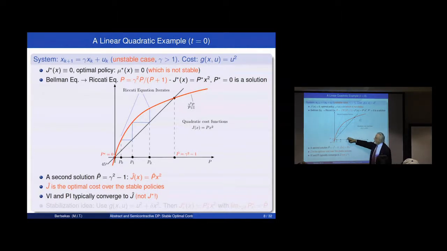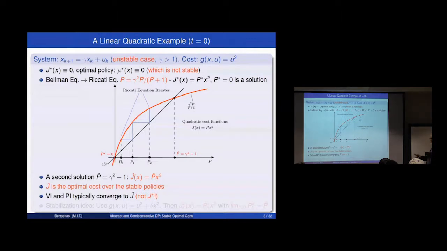Value iteration translated in the context of the Riccati equation: you start with some initial P, and go over here, you get P1, then go over here, P2, and so on. From any starting point, you converge to P hat, except if you start from P star equals 0, in which case you stay at P star equals 0. So you have this situation where there's an optimal cost, and there are some other costs that have some significance, they are restricted optima, and a classical algorithm like value iteration and also policy iteration in this example converges to the J hat solution, not to the optimal solution.